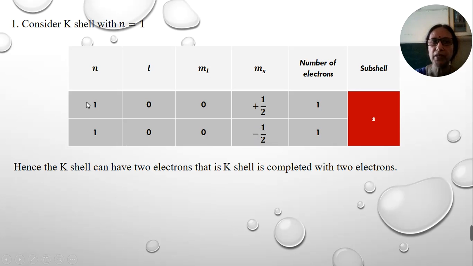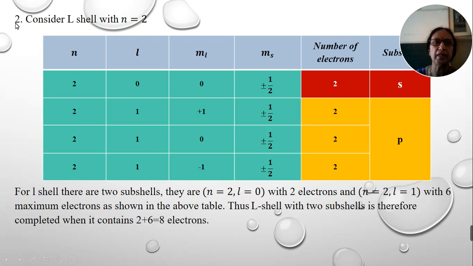Did you get this one? Though the three values are the same here, the fourth value will be different from each other. Thereby, the first orbit can have two electrons here. So the first orbit will be completed with two electrons. The subshell, we call it the s subshell, that is l equal to 0 corresponds to the s subshell. Now we will take one more example so that we can clearly understand.